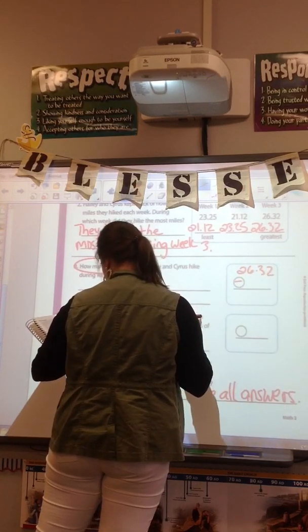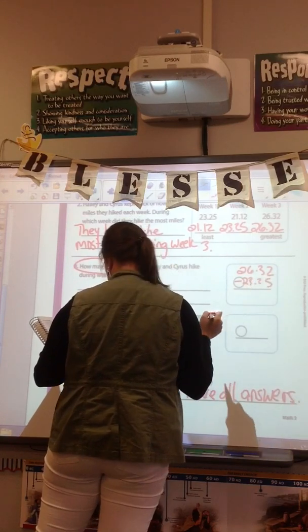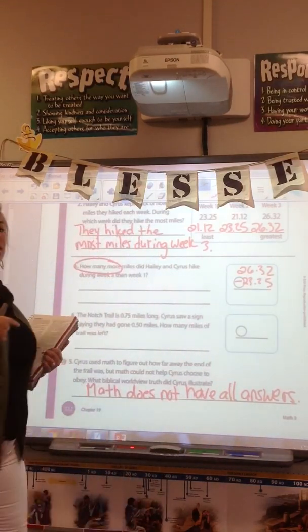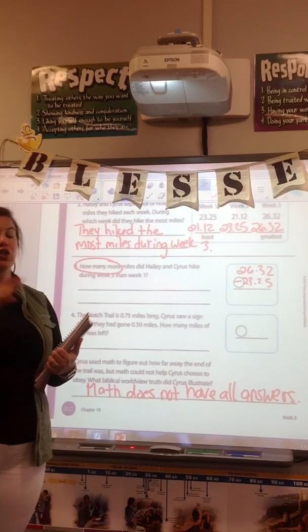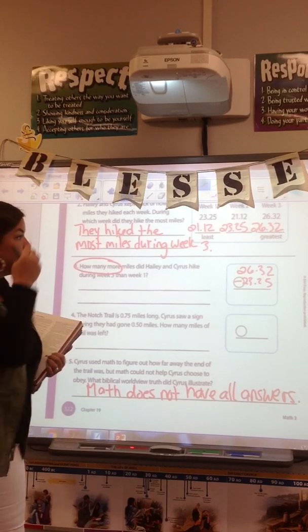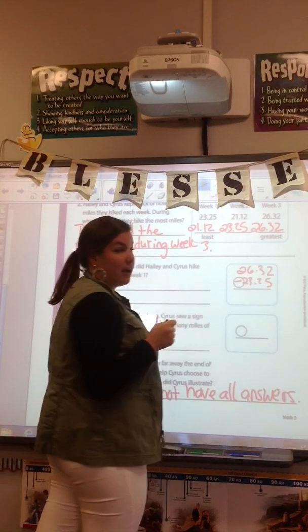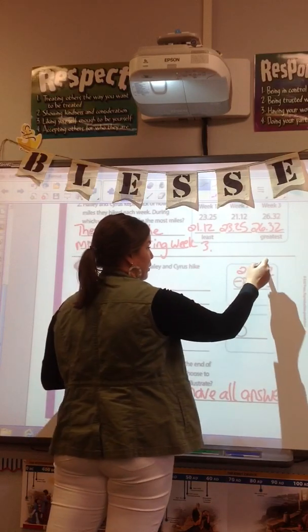26.32 and 23.25. Now, when we subtract decimals, it's just like doing money. It's regular subtraction. We just don't have a dollar sign. So, 2 take away 5, can't do it. So we're going to borrow from 3.